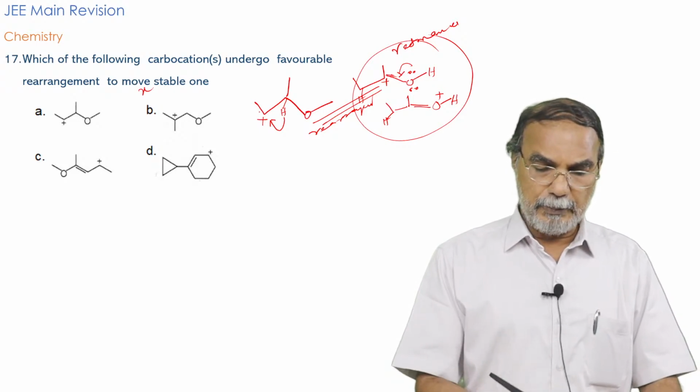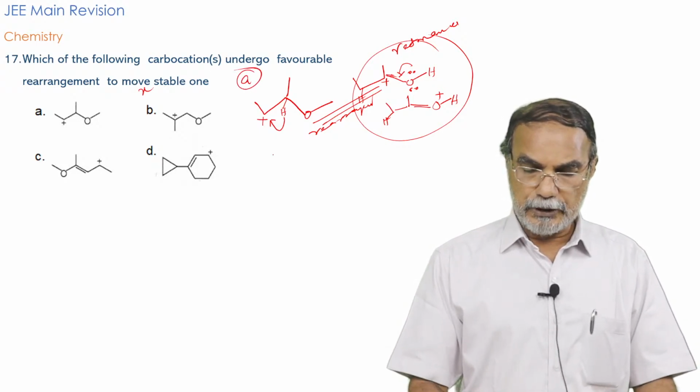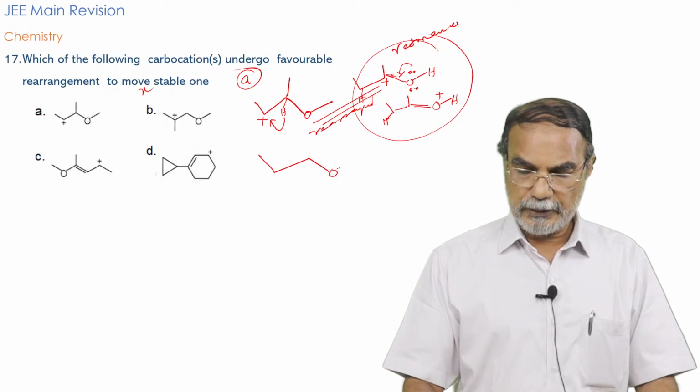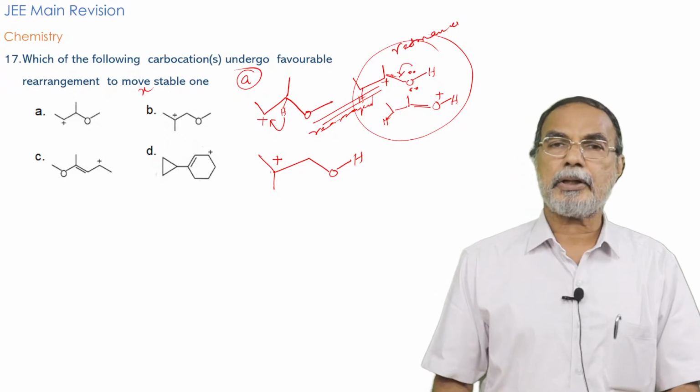Okay. Now what about structure B? So A is a correct answer. Now what about the structure B? It's a simple question. So already you have a positive charge on a tertiary carbon.